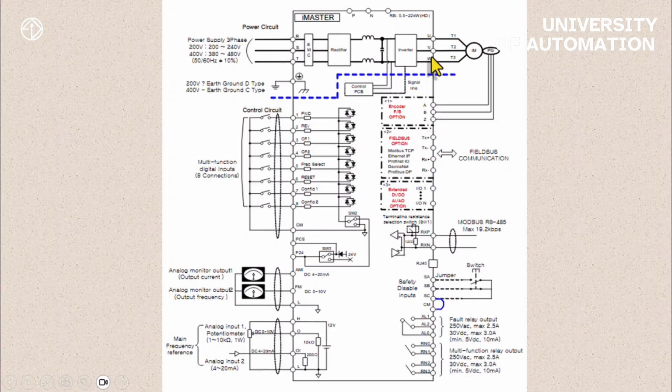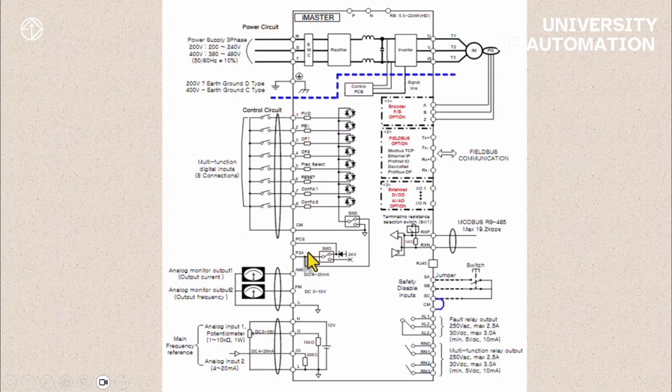Here is the schematic of the A1 inverter from iMaster. Your input terminals are R, S, and T for three-phase input, and your output terminals are U, V, and W. The terminals for the DC link are P and N, and the terminals for the brake resistor up to 22 kilowatt are P and RB. That means you can directly connect the resistor up to 22 kilowatt to the P and RB terminals.